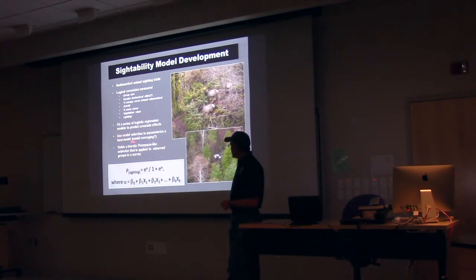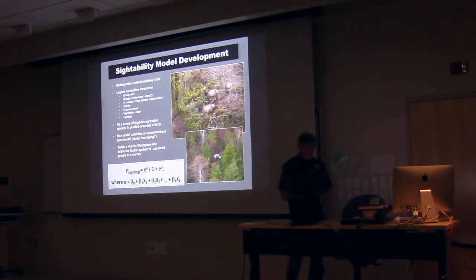It yields what we call a Horvitz-Thompson-like estimator, which is simply an estimator that accounts for inclusion probability, which is kind of the problem, right? We're going to see some animals, and different animals in different groups have different likelihoods of being seen. That's what we're after. And so we ended up with this model.